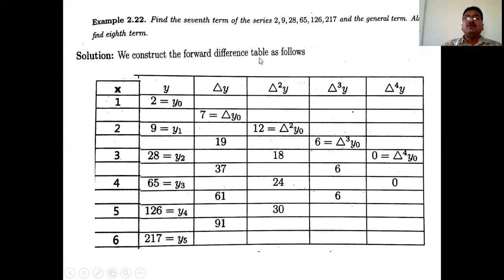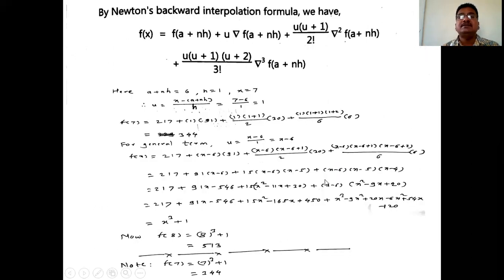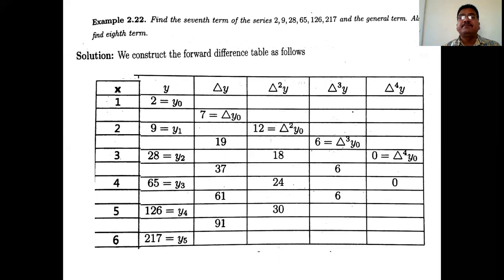And the values of x are 1, 2, 3, 4, 5, 6. That is, the values of x are equidistant, and therefore we use either the forward interpolation formula or the backward interpolation formula. Here the problem is solved by using the forward interpolation formula. We have to find the polynomial as well as the 7th term, and instead of the forward interpolation formula, we use the backward interpolation formula, because we have to interpolate the value at 10.